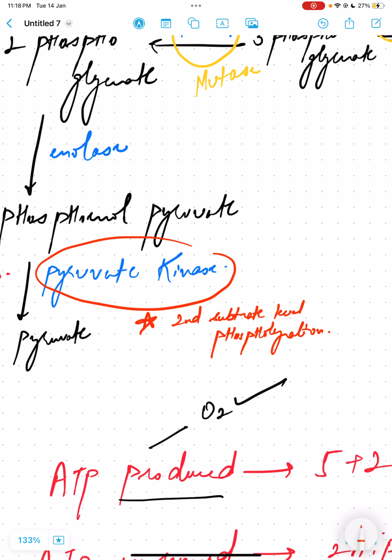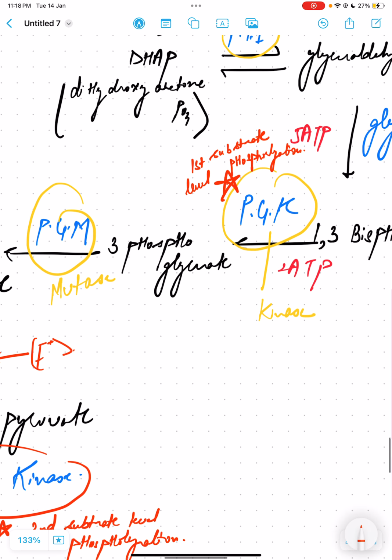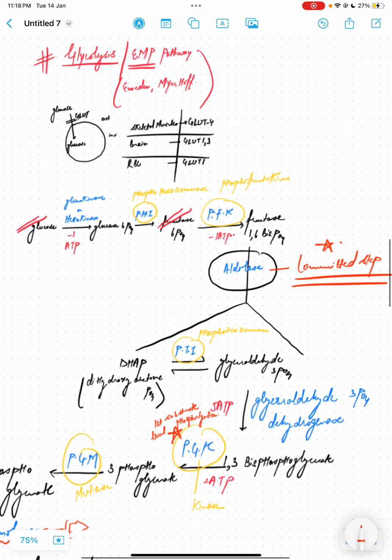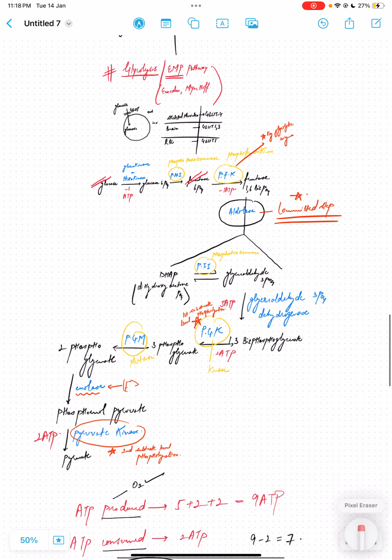And all of you should remember that the enzyme enolase is blocked with the help of fluoride. And what is the key glycolytic enzyme? The key enzyme for glycolysis is basically phosphofructokinase. Phosphofructokinase is the key glycolytic enzyme. And there is something that is called the Pasteur effect.